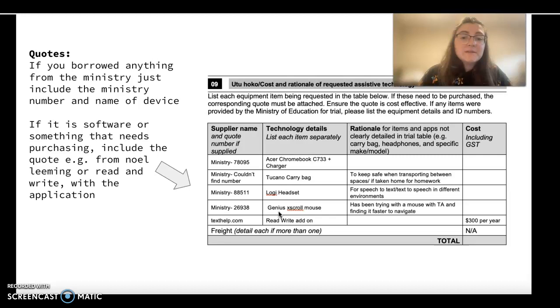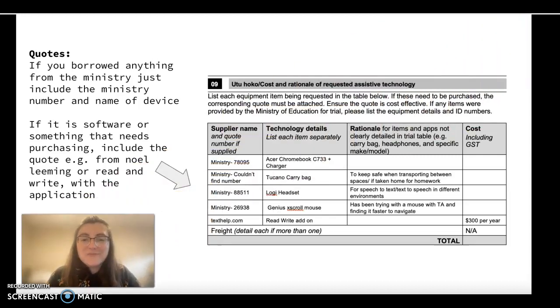That's really good. And then we're up to section 9, which is literally you just need to either get a quote for all the different things that you're going to use, or you just say the number that it'll have on it from the ministry, what it is. So read write add-on, I got a quote directly from them which you need to attach to the application, and you need to say how much it is including GST. Whereas all of my others in this one particularly were from the ministry, so I just had to include what they were.